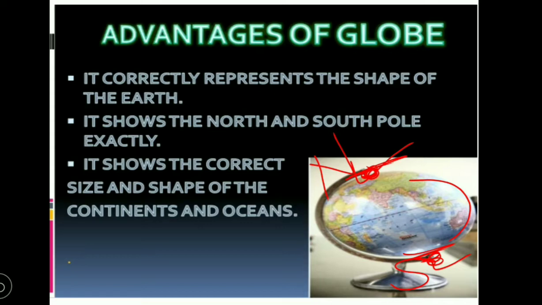It shows the correct size and shape of the continents and the oceans. So just observe the globe. Here we have the pink color part of the landmass and green color landmass. So these are called the continents, and the blue color is covered with water bodies. So the water bodies covered around the earth, we call them oceans. Four main oceans cover our continents. So this is a true model or miniature form of the earth.